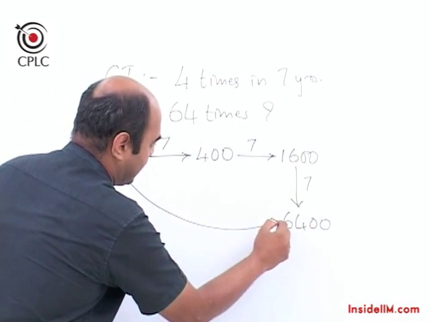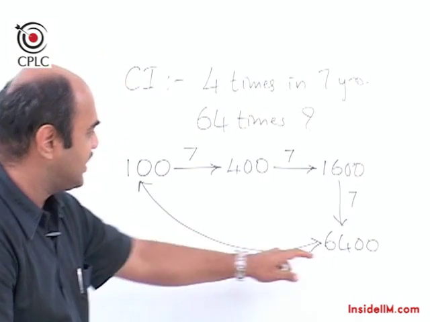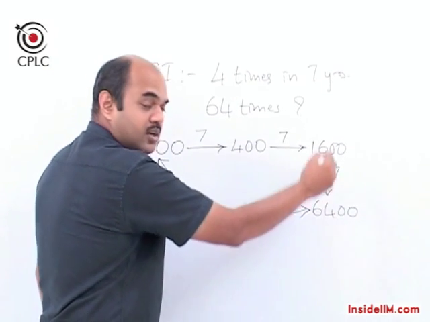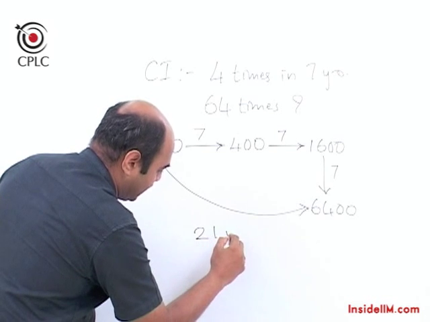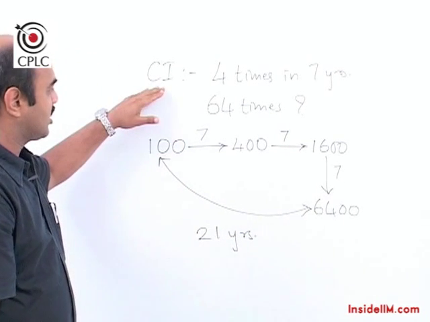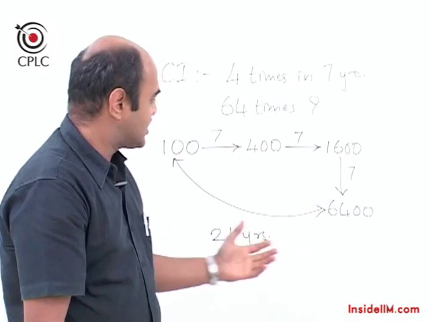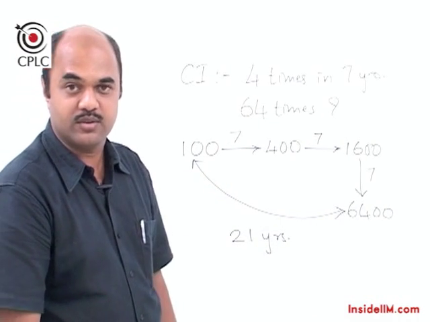So if we compare these two amounts, we see that this is 64 times the initial amount, and this has happened in 3 intervals of 7 years each, which means in 21 years the sum of money placed at compound interest has become 64 times. So this is the way we would tackle a question involving a compound interest scenario.